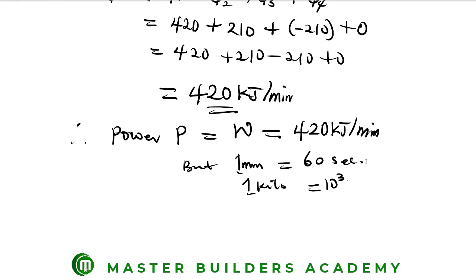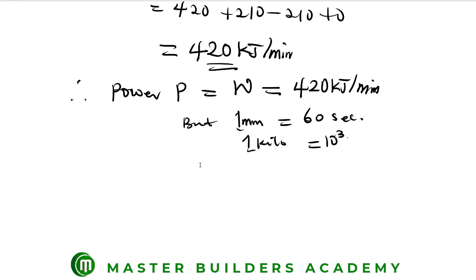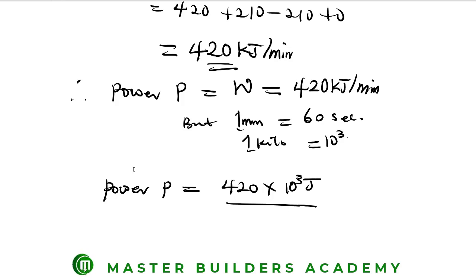All we need to do now is to first of all reduce this unit from kilojoule per minute to joule per second. Are you with me? To joule per second. So we have power, which is rate of work, P, is equal to 420 multiplied by 10 raised to the power of 3 joule. We just remove kilo by 10 raised to the power of 3, then per minute. 1 minute means 60 sec. Guys, I hope you are seeing what I'm doing here.